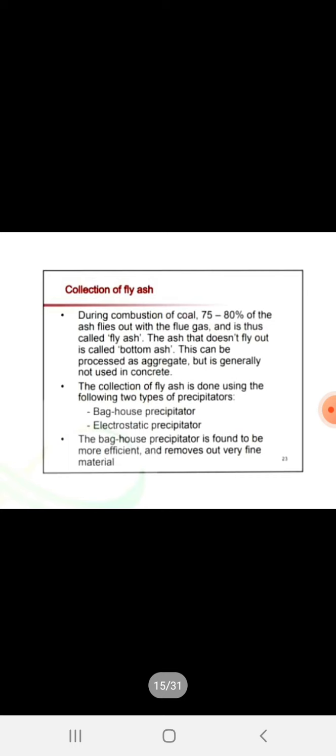Collection of fly ash. During combustion of coal, 75 to 80% of ash flies out with the flue gas and is thus called fly ash. The ash that doesn't fly out is called bottom ash. This can be processed as aggregate but is generally not used in concrete. Collection of fly ash is done using two types of precipitators, the baghouse precipitator and electrostatic precipitator. The baghouse precipitator is found to be more efficient than electrostatic precipitator and removes very fine material.